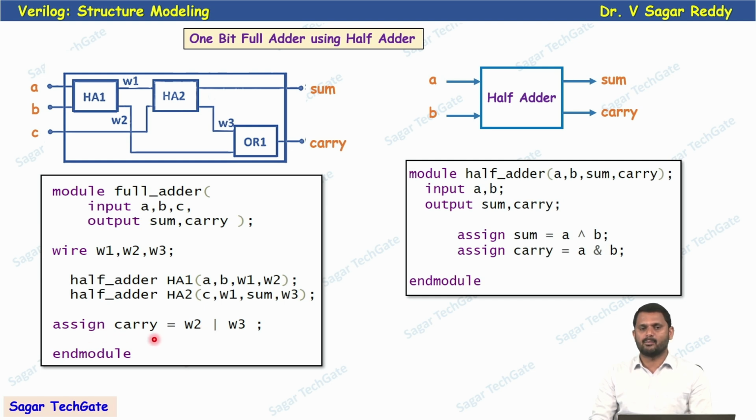Okay, I will use dataflow modeling here. My intention is that I'm describing the circuit in terms of gate level, that is, structural level modeling. If you want to design a full adder, you can take two half adders and an OR gate, instantiate them in your full adder model, and then you can design it. This is the structural way of designing a model.